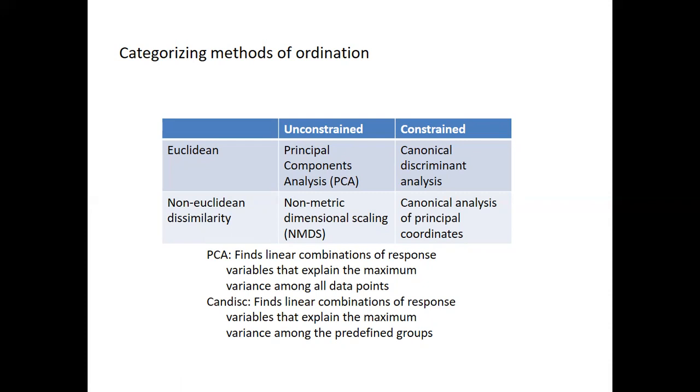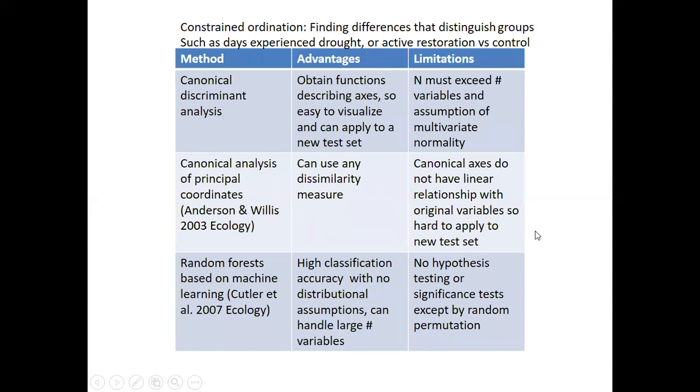And the other axis here is really whether it's a parametric analysis working with Euclidean distances or an analysis that's using some other way of defining differences or dissimilarity between data points. And so in the workshop, we're actually going to use these 2 methods. So instead of a canonical discriminant analysis, we'll use a method called canonical analysis of principal coordinates. We'll talk more about why we're doing that when we get to the actual data.